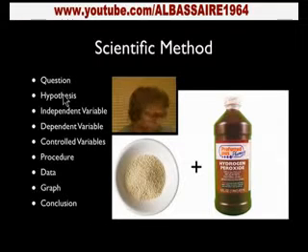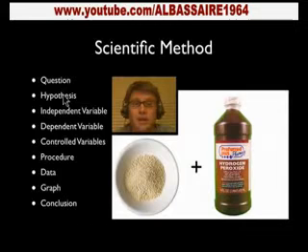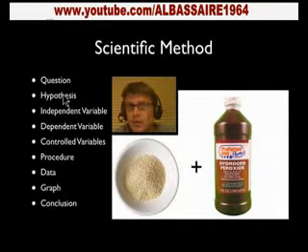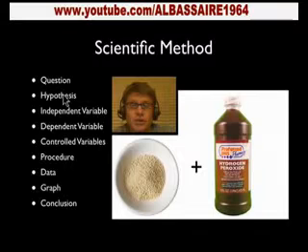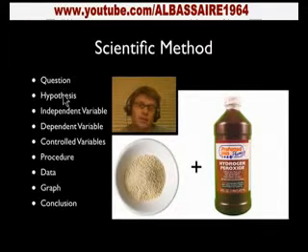We then have a hypothesis, and a hypothesis is simply a guess, what we think's happening. We have an independent variable. An independent variable, remember, is the thing that we're going to change in the experiment. In this case, it's going to be the concentration. We've got a dependent variable. That's what we're actually going to measure, the rate of the reaction. We've got a bunch of control variables, everything that we keep the same.